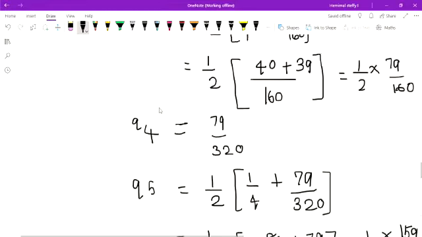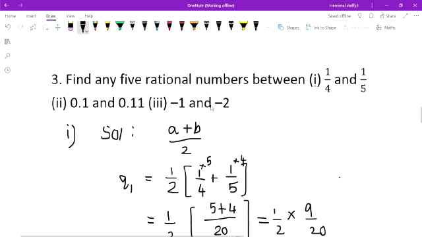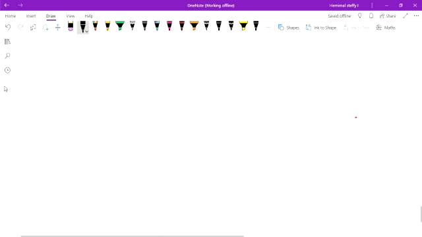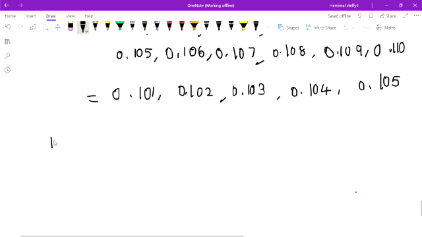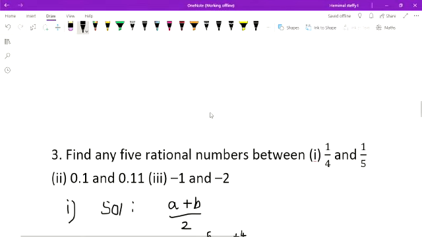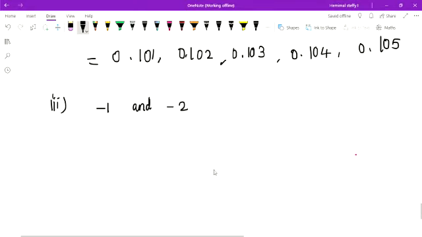Next sum is what they are given. Third one, minus 1 and minus 2. So for minus 1 and minus 2 we use that formula. Is it the correct question? Let us see. Minus 1 and minus 2. So I am using that formula. What is the formula I am telling you?